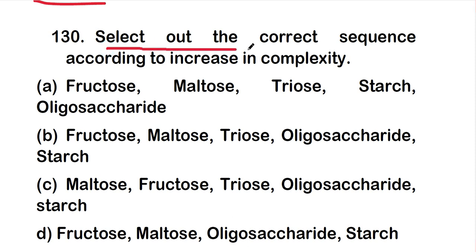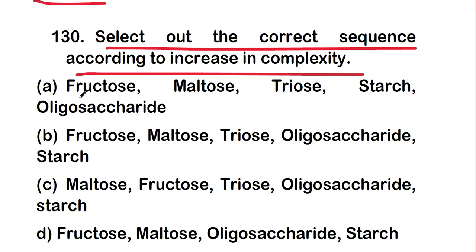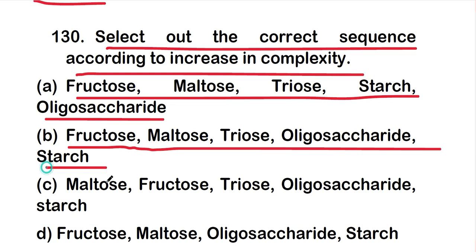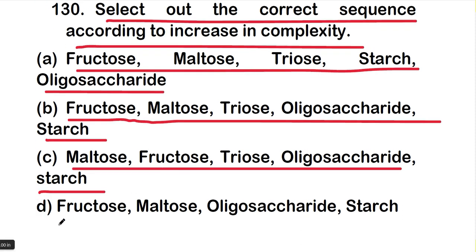So select out the correct sequence according to increase in complexity. Option A, fructose, maltose, triose, starch, and then at last oligosaccharide. So we have to arrange them into increasing complexity. So the option B is fructose, then maltose, triose, oligosaccharide, then starch, or option C, maltose, fructose, triose, oligosaccharide or starch. And the last option, fructose, then maltose, then oligosaccharide, then starch.